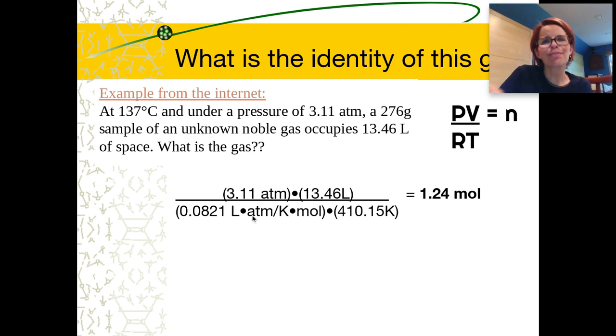That is a number you need to write down and have handy for your tests, so make sure that you know your gas constants. And then temperature, we've converted into Kelvin, so 410.15 Kelvin. Calculate that all out and you find out that we had 1.24 moles. So now we're trying to figure out what is the molar mass of this gas.